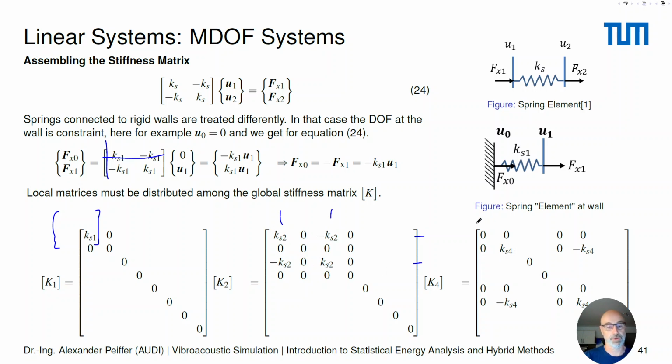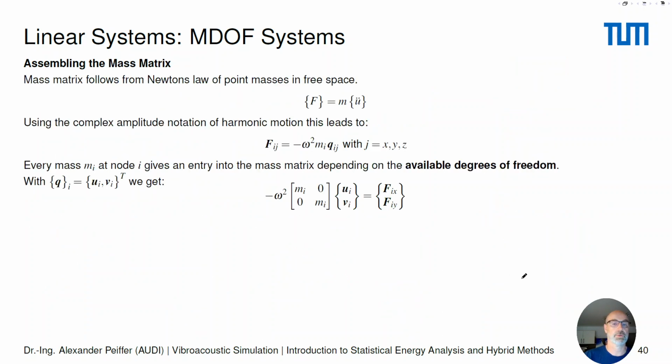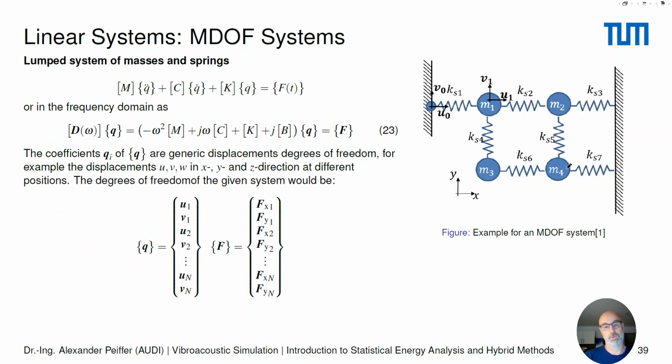The same happens, for instance, for the fourth stiffness matrix, which is related to the fourth spring, between mass 1 and mass 2, but only in v, the y direction.